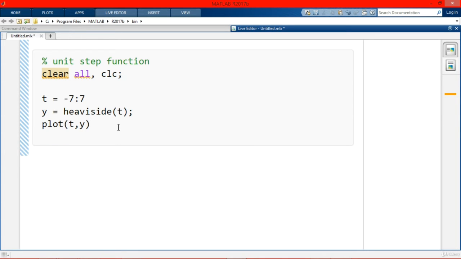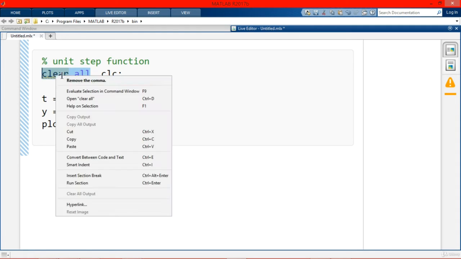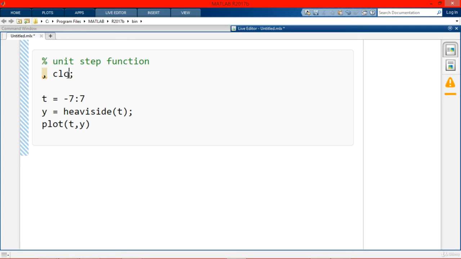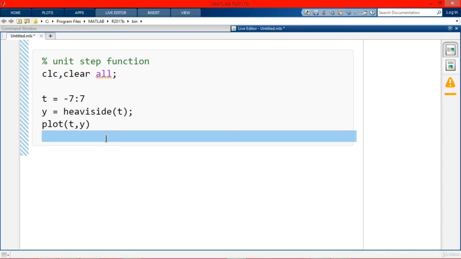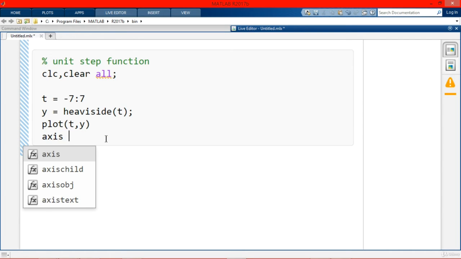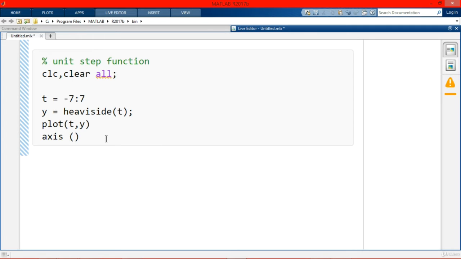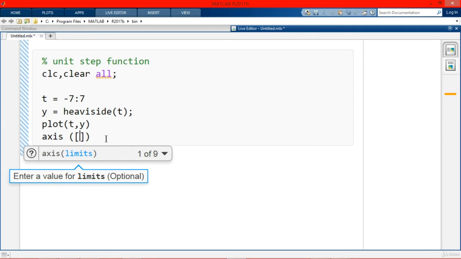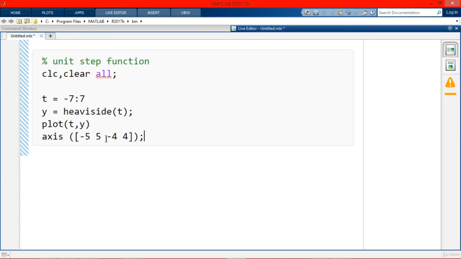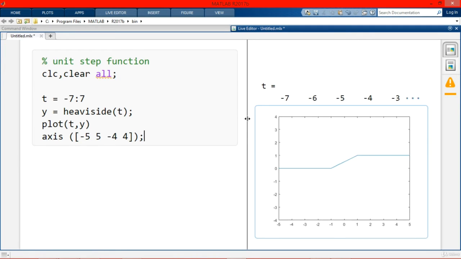So for continuous signals, we use the plot command to plot the function, and if we want to plot in discrete, we'll use the stem function instead of plot. Now I'm defining the axis for the plot, so I want to see the values from -5 to +5 on the x-axis, and -4 to +4 on the y-axis. Go ahead and run the code, and you can see that we have a step function.